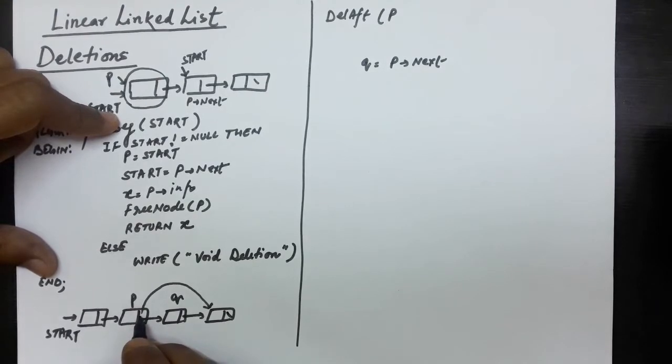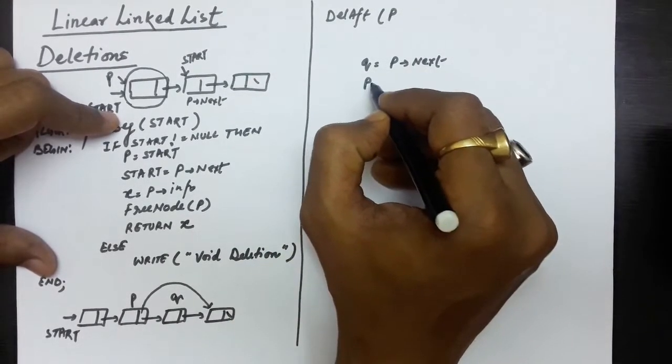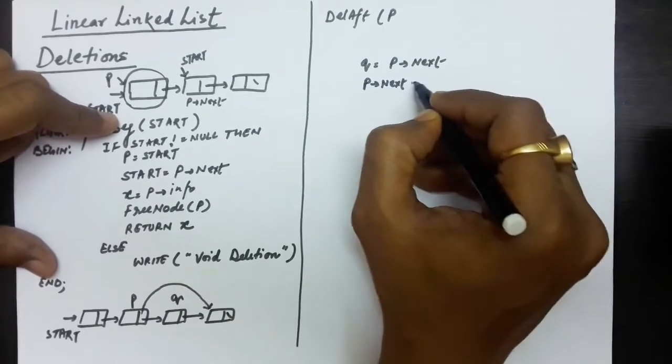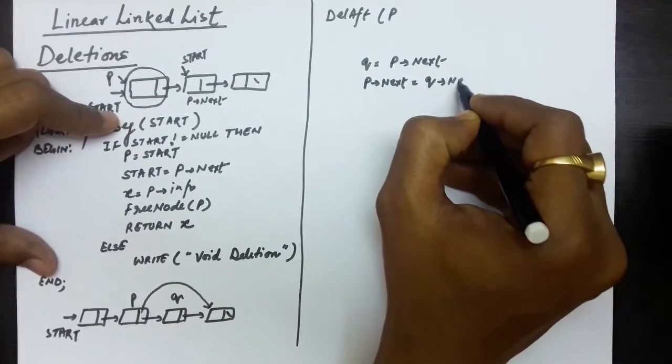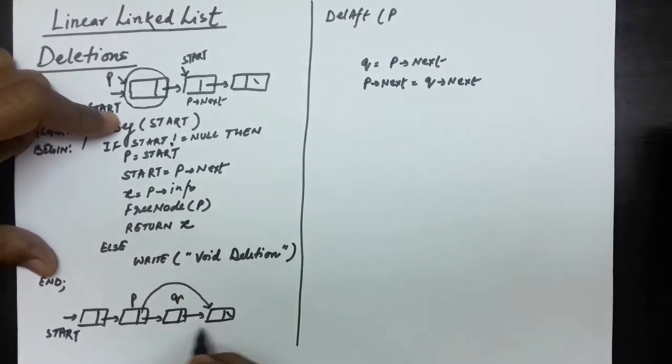So just to establish that link, we will take the next field of this and assign the address of this node to the next field of this. We're saying that the next field of the P node will contain the address of this node, and the address of this node is Q dot next. If this node is Q, the next field of this will contain the address of this node. So this node has the address Q dot next. So P dot next means the next field of this node will contain the address of this node.